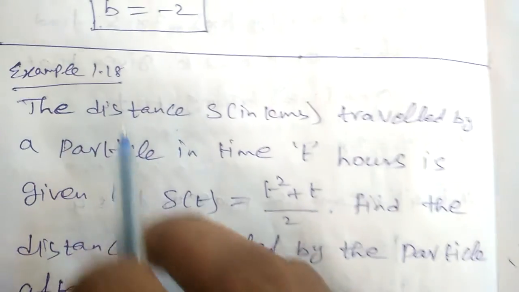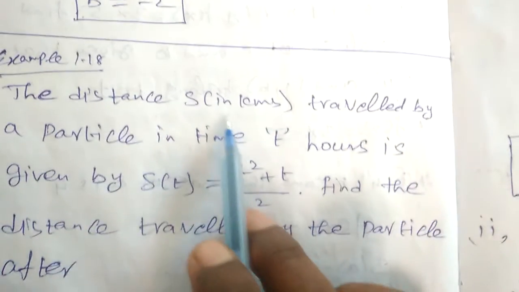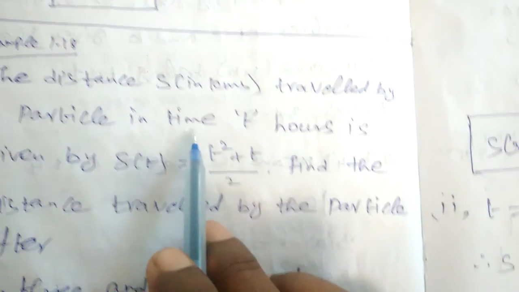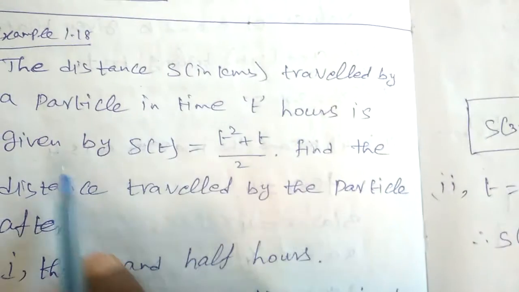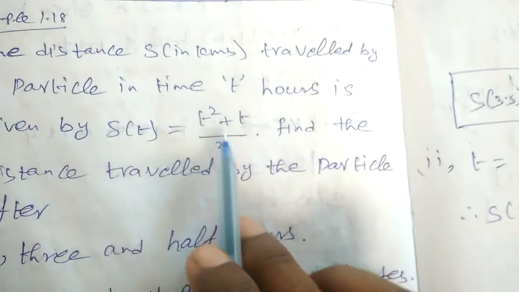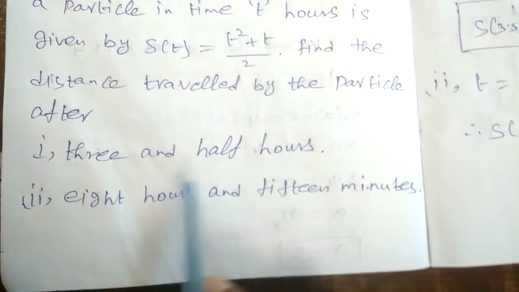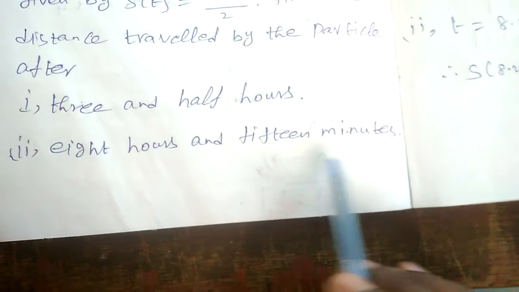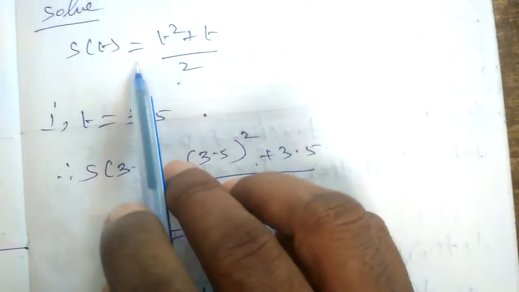Example number 1.18. The distance s in kilometers traveled by a particle in time t hours is given by s of t is equal to t squared plus t by 2. Find the distance traveled by the particle after, first question, 3.5 hours, and second question, 8 hours and 15 minutes. Solve now. They are given s of t is equal to t squared plus t by 2.